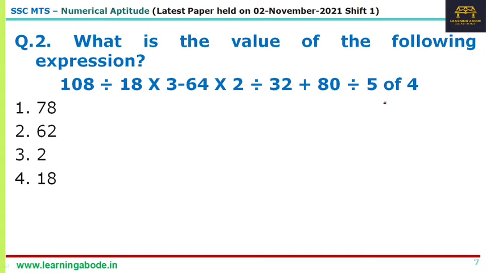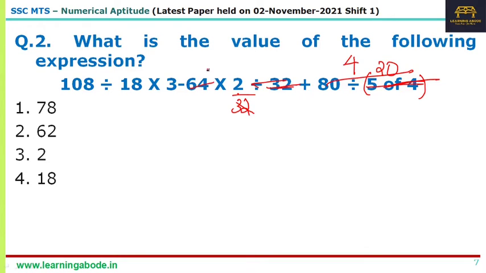Maybe first let's go for this off. So 5 of 4 is 20, okay, and then 80 divided by 20. So this whole part is like 4. 5 of 4 is 20, 80 divided by 20 is 4. Then this part, okay, 64 into 2 by 32. So this divided by 32, I'll write it this way.